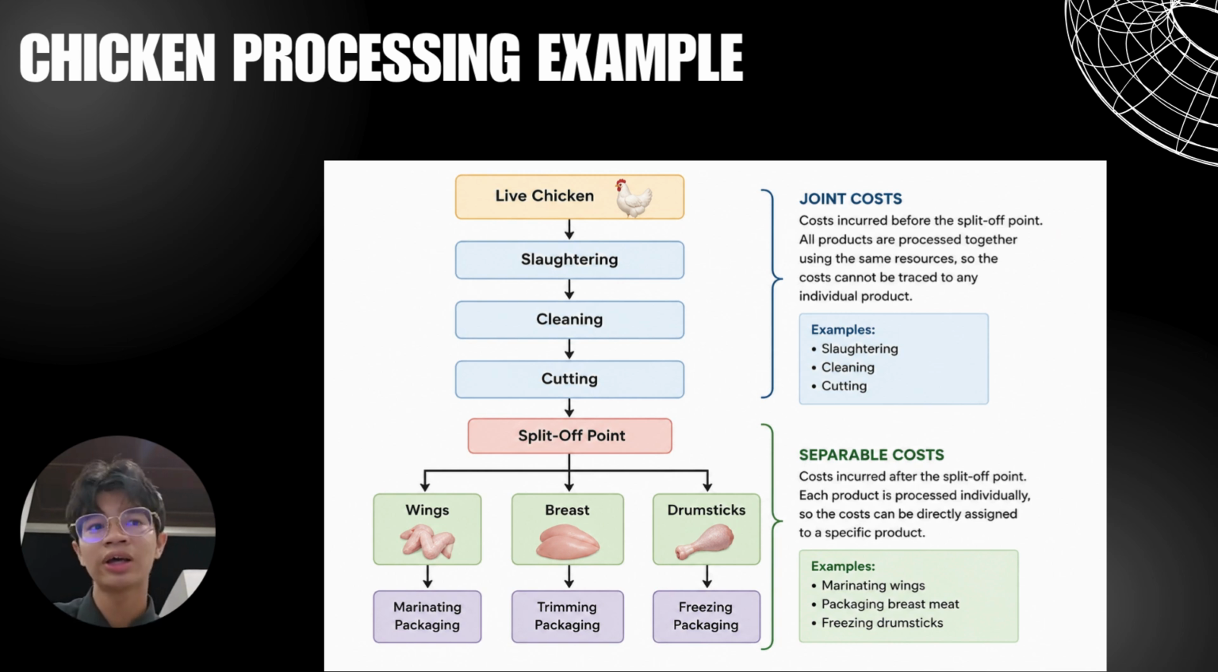For example, after the chicken has been separated into wings, breast meat and drumsticks, the company may decide to marinate only the wings before selling them. The cost of seasoning, marinating, and packaging the wings applies only to that product. Therefore, these costs are separable costs because they can be directly assigned to a specific product.